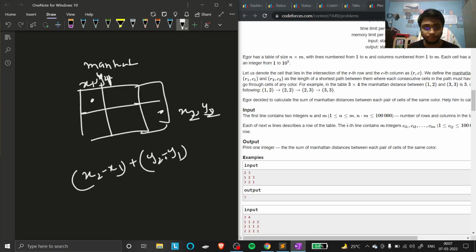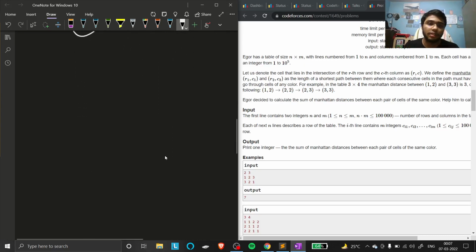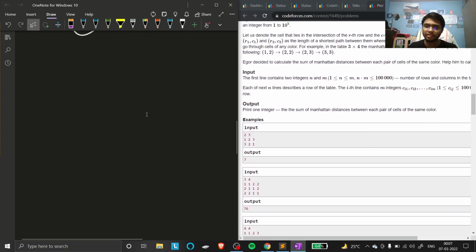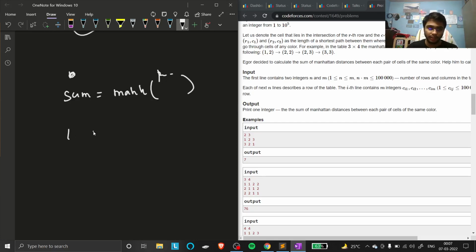Nothing more here. Fine. So what is the question saying? We are required to find the sum of Manhattan distance of all pairs which have the same color. Let me explain. 1, 2, 3, 3, 2, 1.